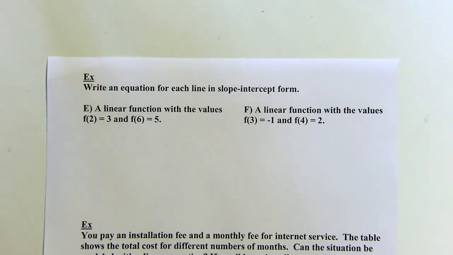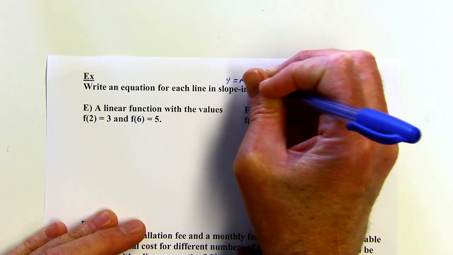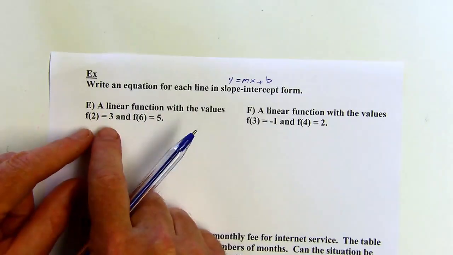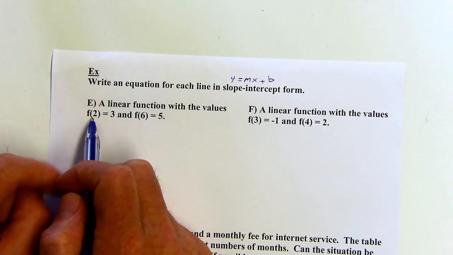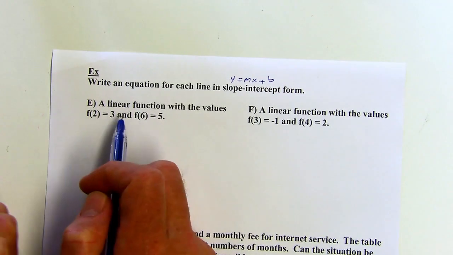Okay, on the next page, we're going to work with some function notation. So we're going to still write an equation in slope-intercept form. So I want my final answers to be in the form y equals mx plus b. Okay, and this says when f of 2 equals 3. So that means when my input is 2, my output is 3.